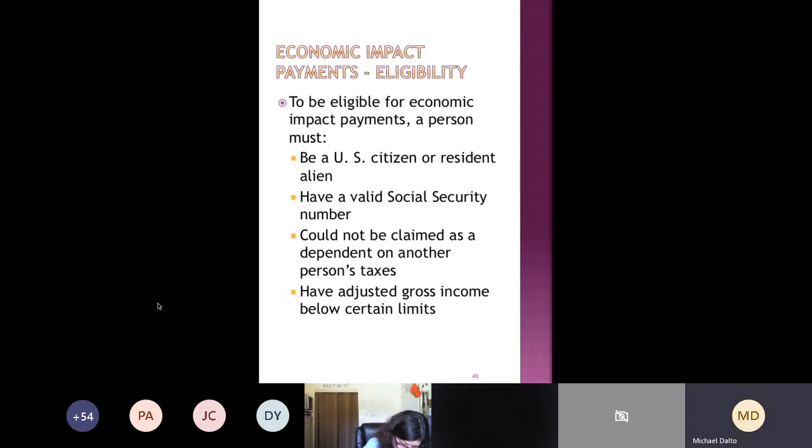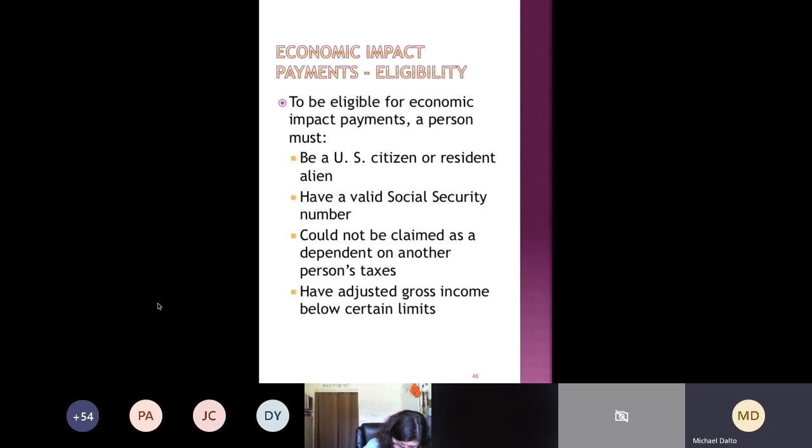So who's eligible for economic impact payments? You have to be a U.S. citizen or a resident alien. Resident alien would be someone who's not an undocumented immigrant. You have to be in the U.S. legally, but you don't necessarily have to be a citizen. You do have to have a valid Social Security number.